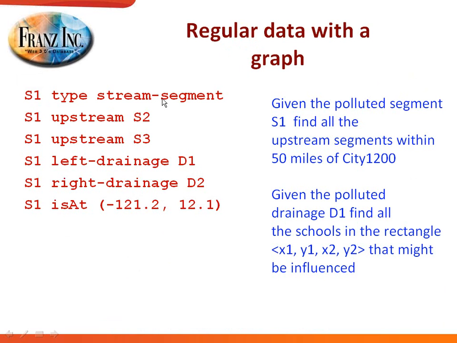Now how we represent it is fairly simple. We say there's a segment of type stream segment. The segment will have multiple upstreams and a left drainage area and a right drainage area, and we actually only represent the downstream position of a particular segment.